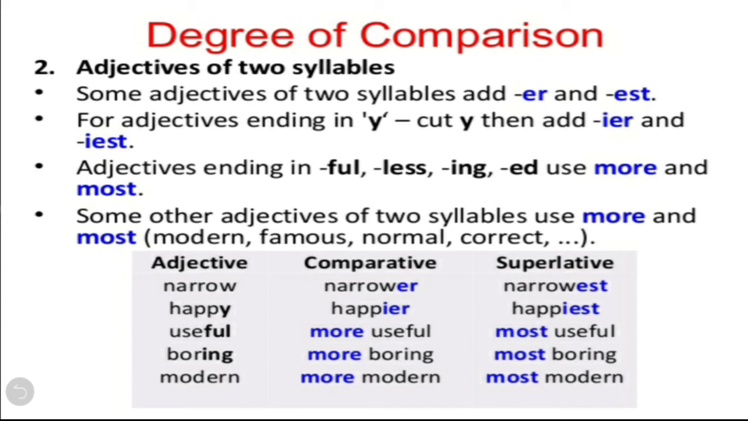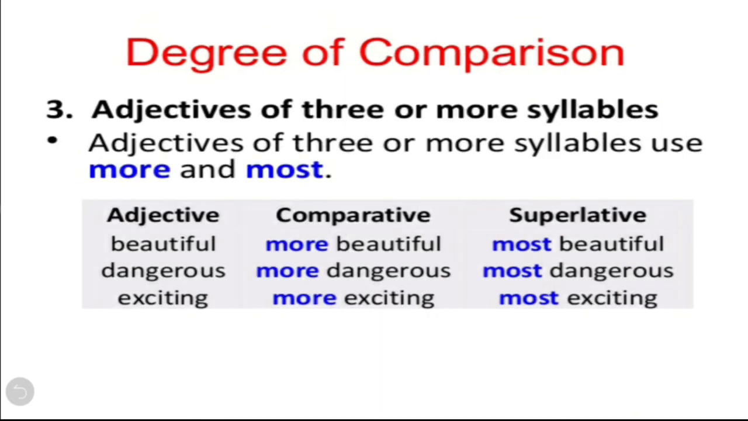So, let us look at a few examples. Narrow will change into narrower and narrowest; happy, happier, happiest; useful, more useful, most useful; boring, more boring, most boring; modern, more modern, most modern.